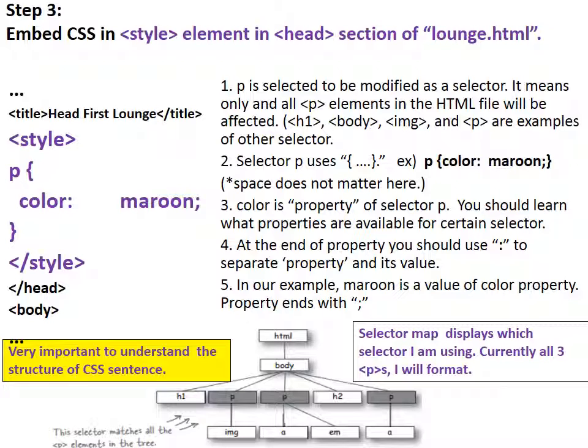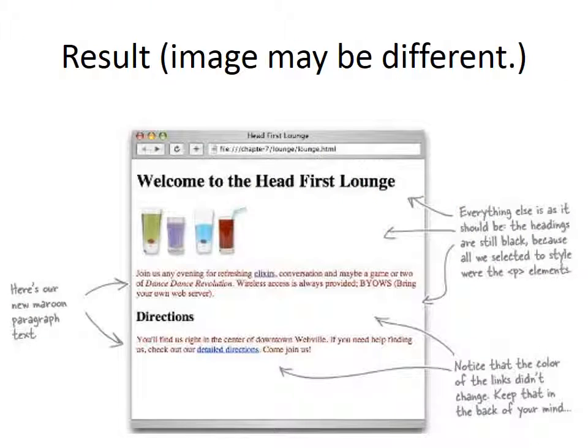Selector P uses curly brackets. Color is a property of selector P. At the end of a property, you should use a colon to separate the property and its value. Maroon is a value of property color. This is the result of embedded CSS.